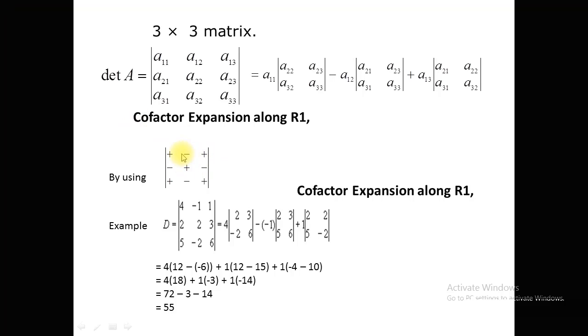If you are working along the first row, the first cofactor will be positive, the second cofactor will be negative and the third cofactor again will be positive. So the second cofactor will be minus, and write the element -1 here and delete the first row and second column, obtaining the minor matrix with determinant 2, 3, 5 and 6. Now write +1 here and delete the first row and third column. So the minor matrix determinant will be 2, 2, 5 and -2.